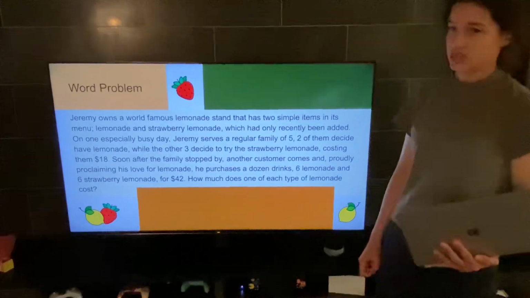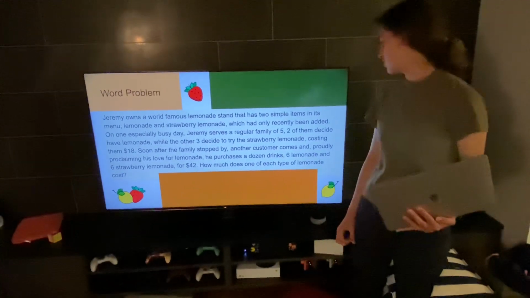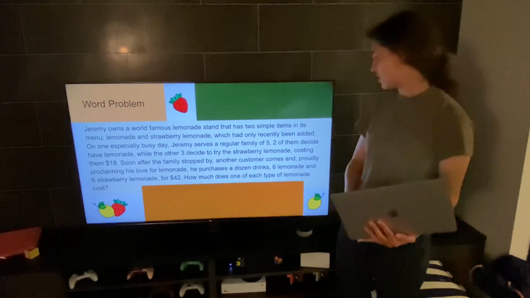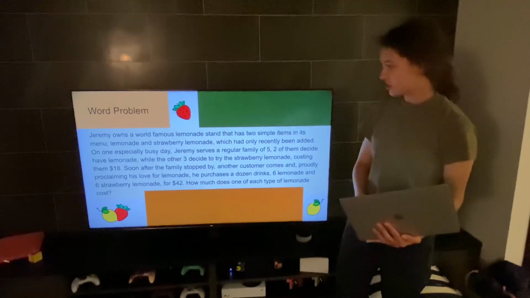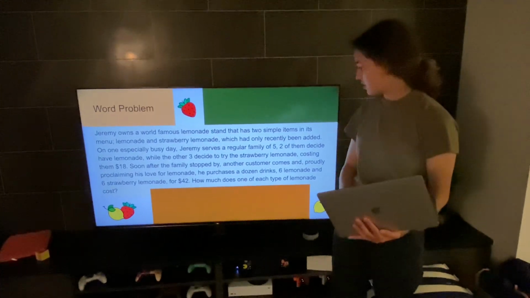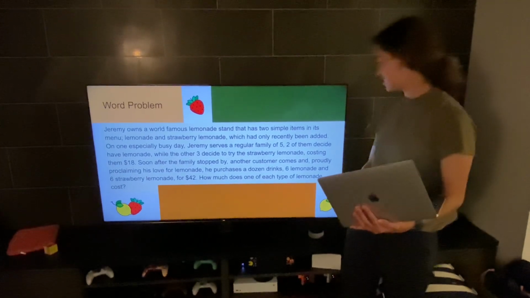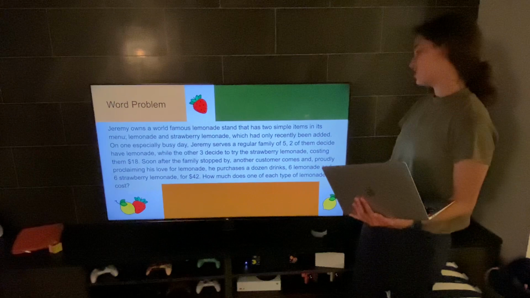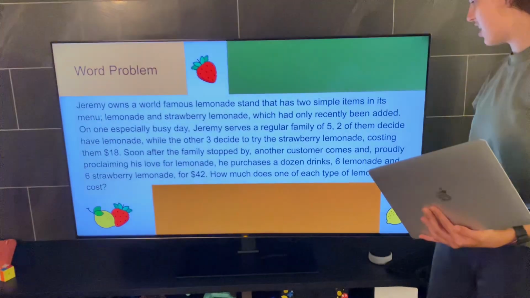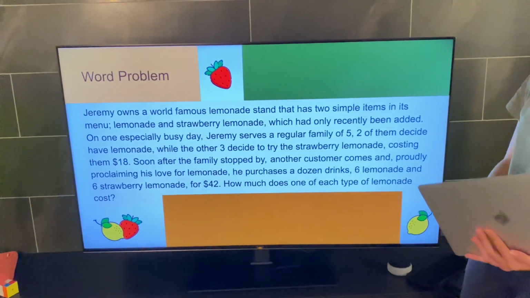On one especially busy day, Jeremy serves a regular family of 5. 2 of them decide to have lemonade while the other 3 decide to have the strawberry lemonade, which costs them $18. Soon after the family stops by, another customer comes and, proudly proclaiming his love for lemonade, he purchases a dozen drinks, 6 lemonade and 6 strawberry lemonade for $42. How much does one of each type of lemonade cost?